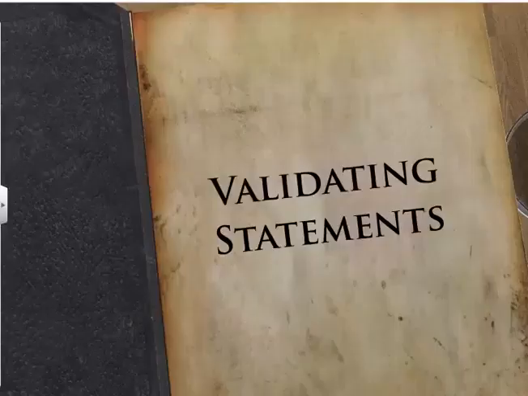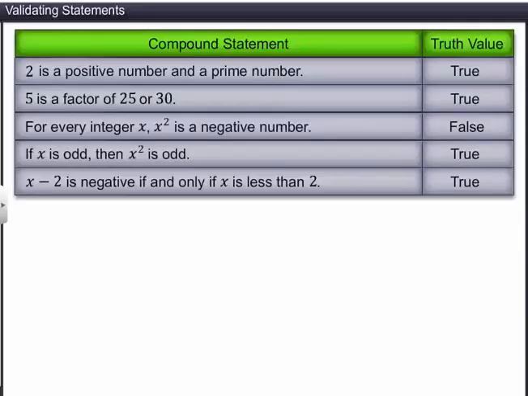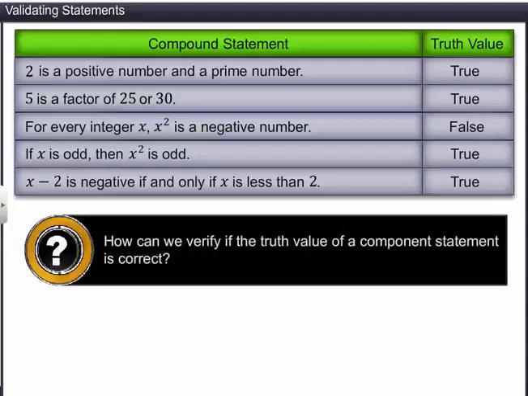In this module, you will learn about different methods used to validate mathematical statements. We know that every mathematical statement is either true or false. We know that the truth value of a compound statement depends on the truth values of the component statements involved in it. How can we verify if the truth value of a component statement is correct? The answer to this question depends on the connective words, quantifiers, and implications involved in the compound statement. To validate such statements, we follow certain rules.